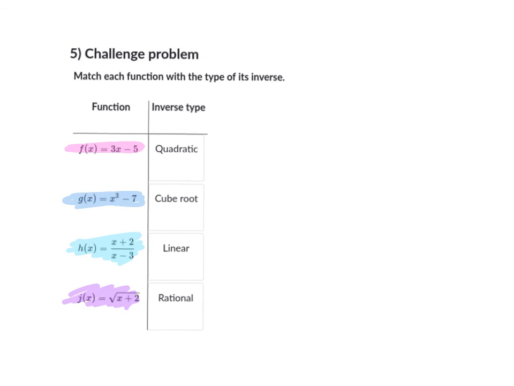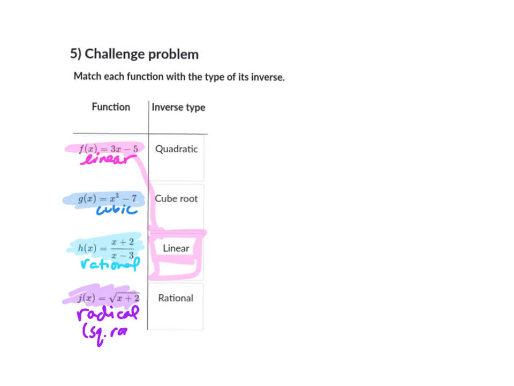So this first one is linear. It is a linear. Right, so I'm thinking about my inverse. I guess I want to maybe write that it is starting off as linear. Maybe I'll do that. And this is cubic. And then this is our beloved rational. And then this is a radical, or a square root, you could say.